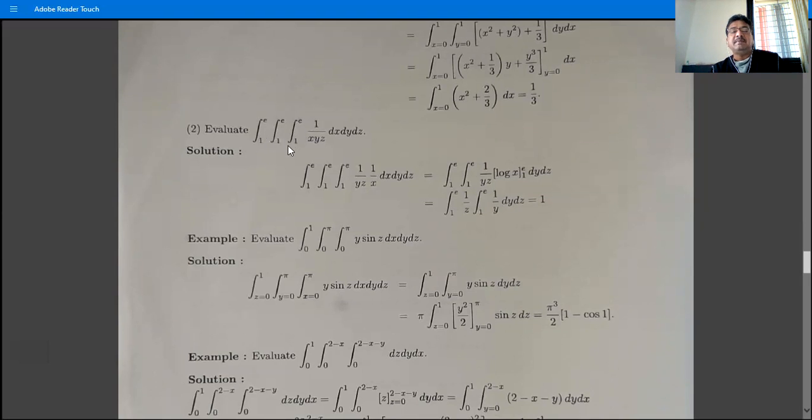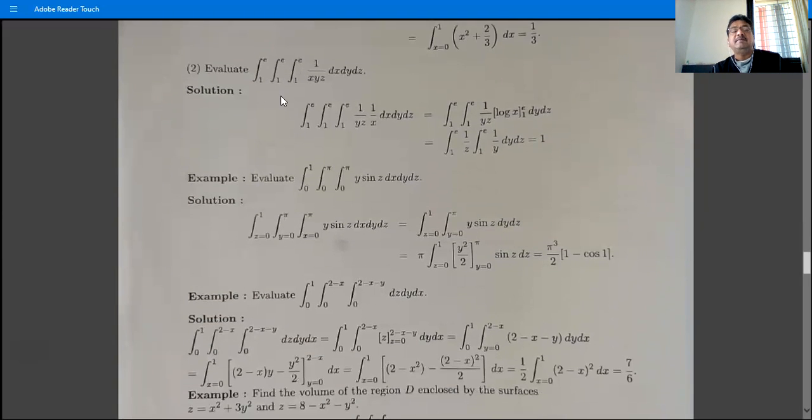Then next problem, again all limits are constants, so integrate either with respect to x first, or with respect to y first, or with respect to z first. So here the integration is with respect to x first, 1 by y into z is constant, and integration of 1 by x is log x, lower limit 1, upper limit e, and log e is 1, log 1 is 0, so we have answer 1.